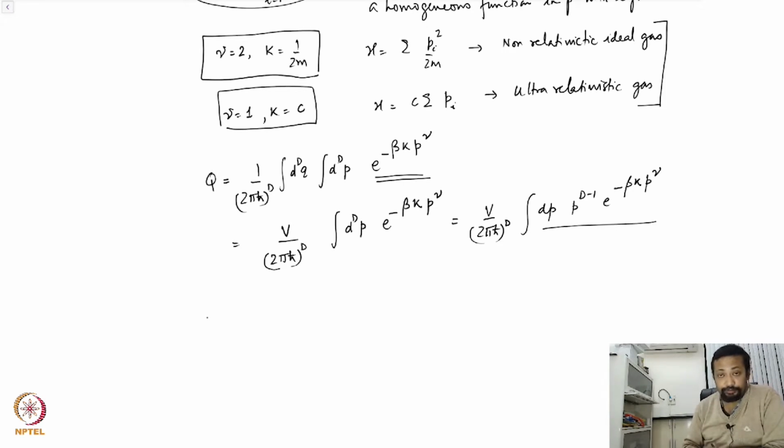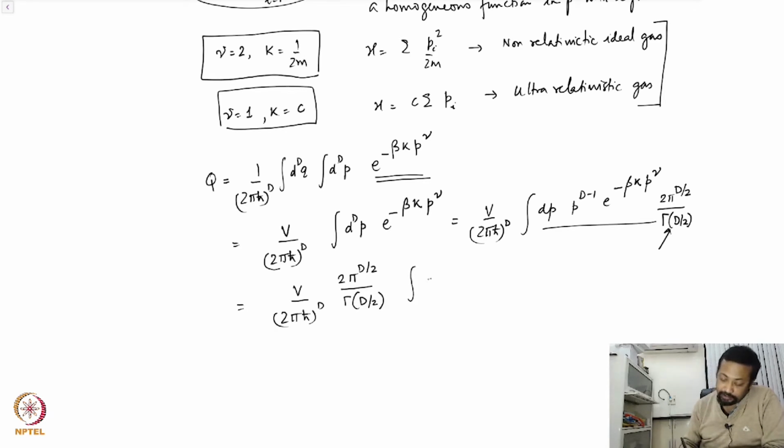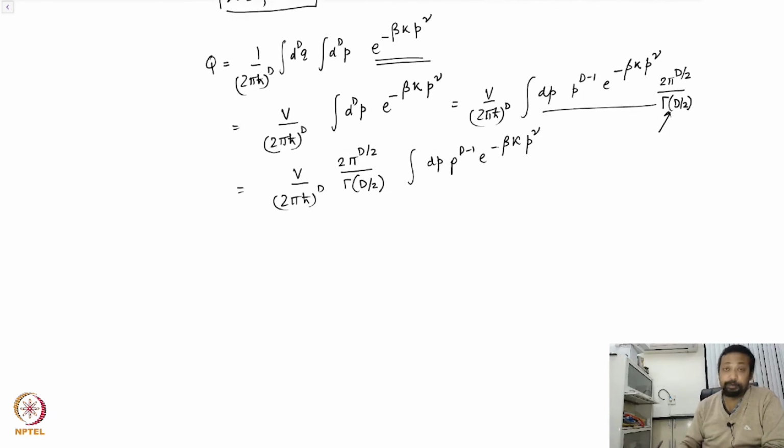But this is not all of it, because we still have to take care of the angular factor that we did before, and that answer is 2 pi to the d by 2 over gamma of d by 2. So this quantity is V over 2 pi h bar raised to the power d, times the part which comes from the angular integral, 2 pi to the d by 2 over gamma d by 2, and then I have the integral dp p to the power d minus 1 e to the power minus beta kappa p to the power nu.